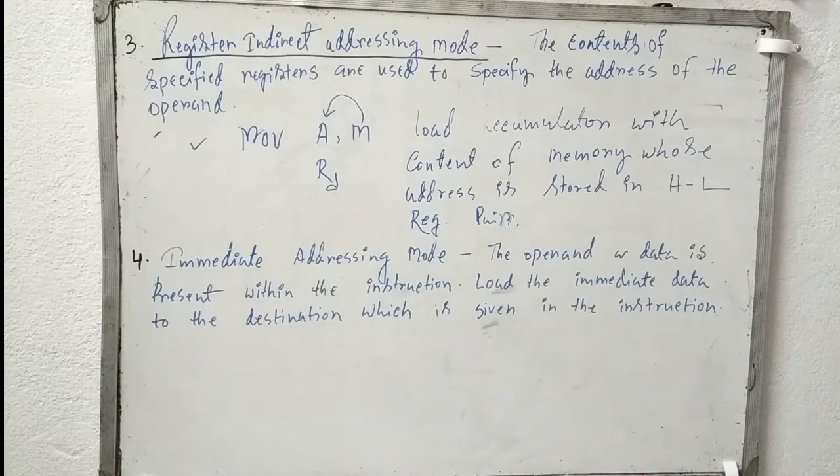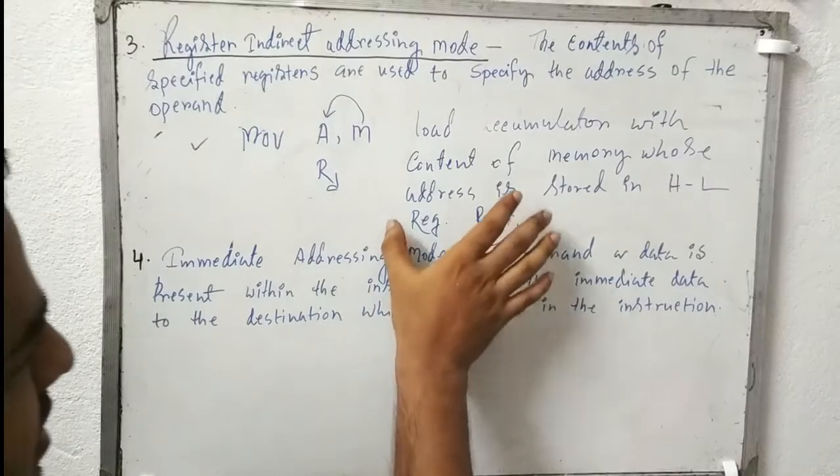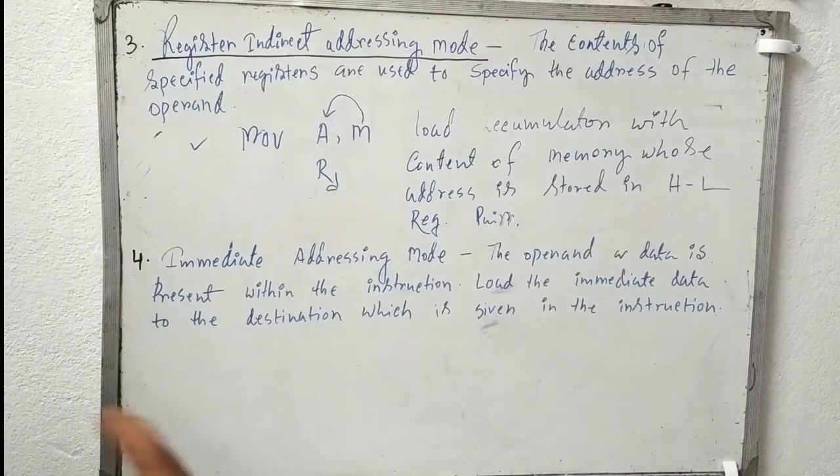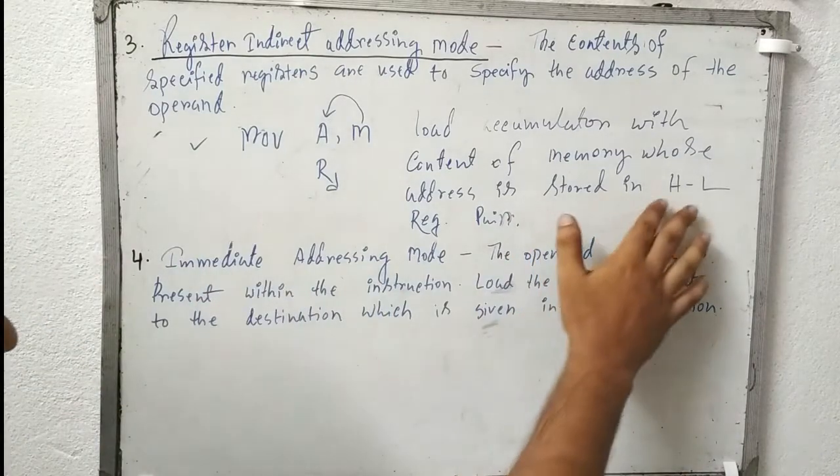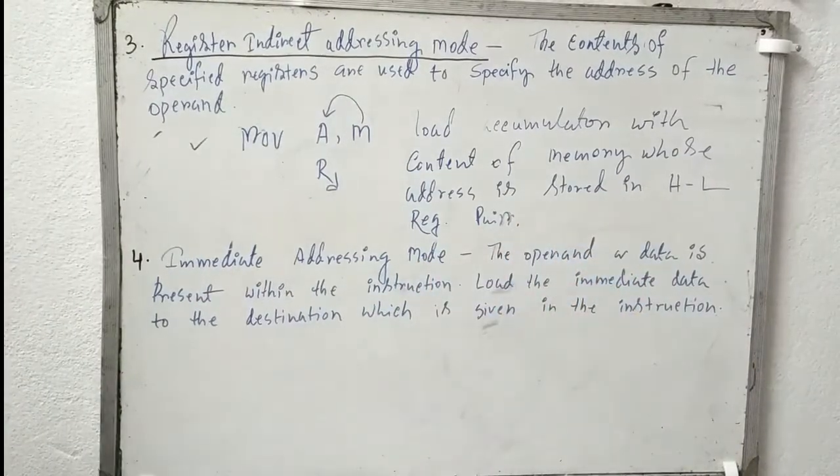Okay, so that means we will collect the content from the memory, but the memory address is not directly given here. It is mentioned that the address is stored in the HL register pair. So these two are indirect addressing modes, because the address location is indirectly given with the instruction.